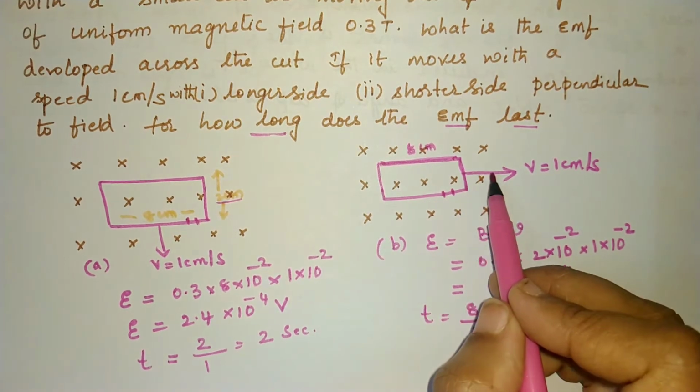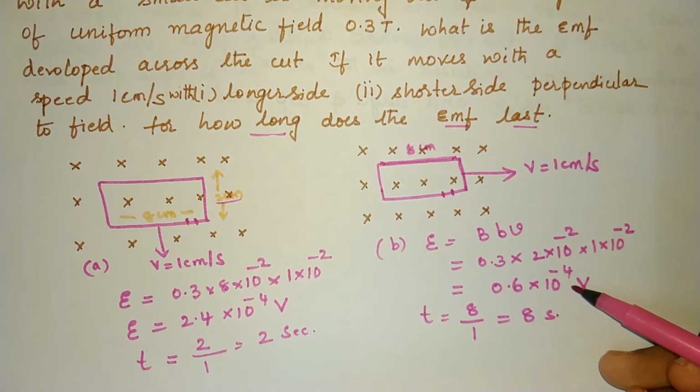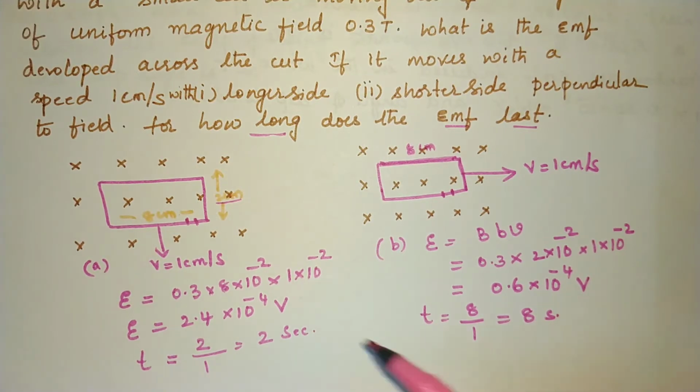So when you are moving it perpendicular to the breadth, EMF is 0.6 into 10 power minus 4 volts and exists for 8 seconds. For moving perpendicular to the length, EMF is more, that is 2.4 into 10 power minus 4, and it is going to exist for a time interval of 2 seconds.